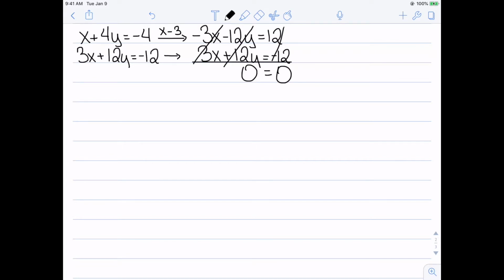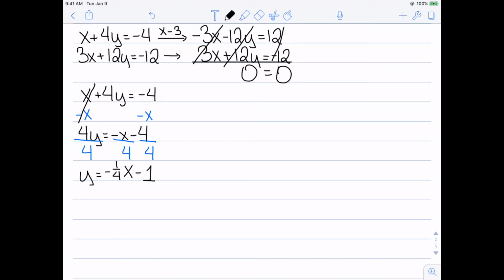So to do this, we're going to take our line and put it in slope-intercept form. Since we get 0 equal to 0, we know that these are actually the same line, so it doesn't matter which equation we start with. So I'm going to start with the first one. We start by subtracting x from both sides. That gives us 4y = -x - 4. We then divide through by 4, which gives us y = -1/4 x - 1.